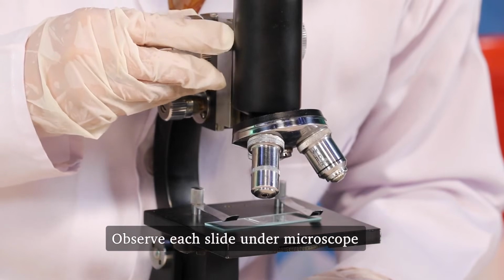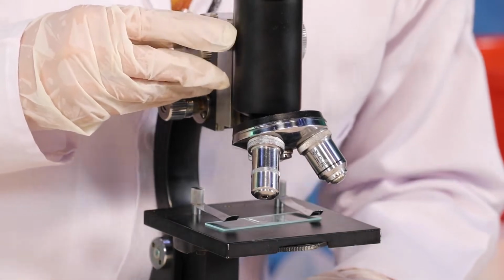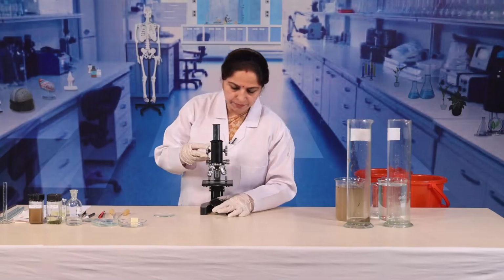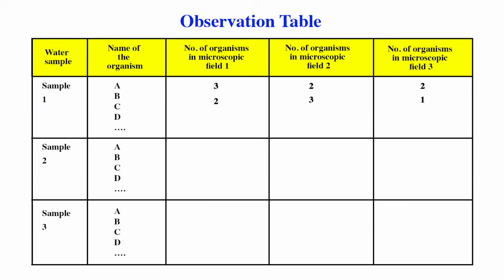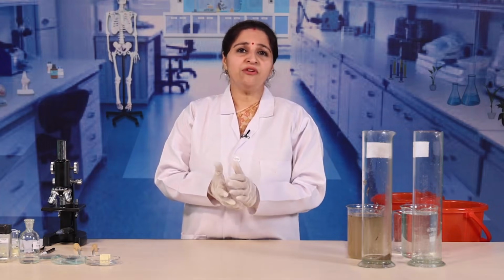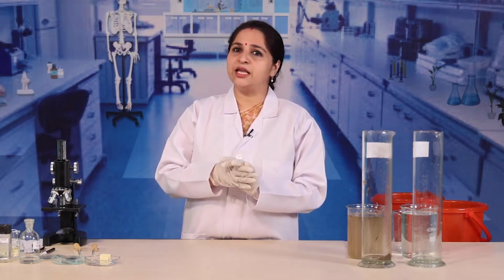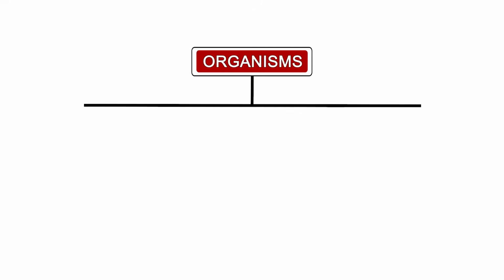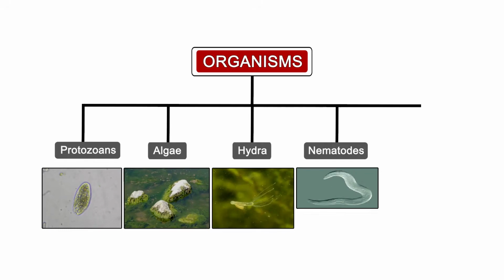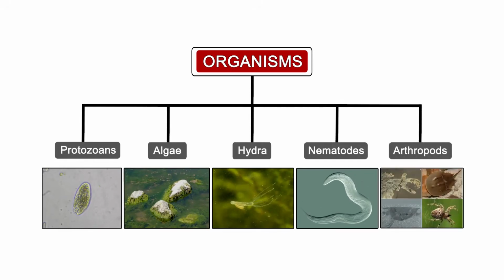Observe each slide under the microscope, first under lower magnification and then under higher magnification. Record the different types of organisms present in each water sample under different fields of the microscope. Now, what have we observed? You may find various organisms in the study area of the slide, such as protozoans, algae, hydra, nematodes, arthropods, etc.